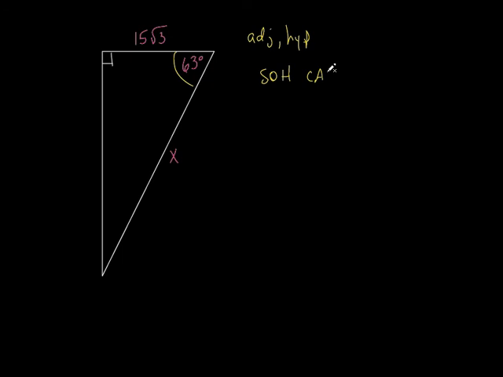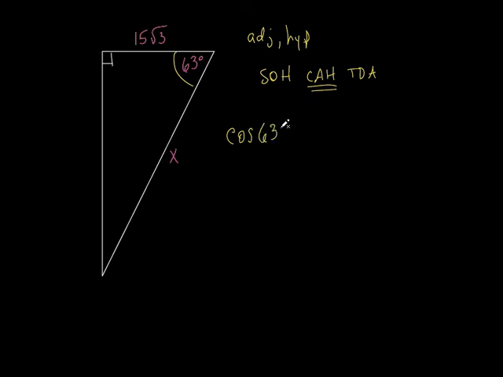So SOH CAH TOA. I would do this every single time until you get used to it. After a while, you just know. But at first, if you're first learning this stuff, then I'd write it out every time. Which one has adjacent and hypotenuse? This one does right here. So what is that? That's the cosine. So I'm going to use the cosine of this angle.